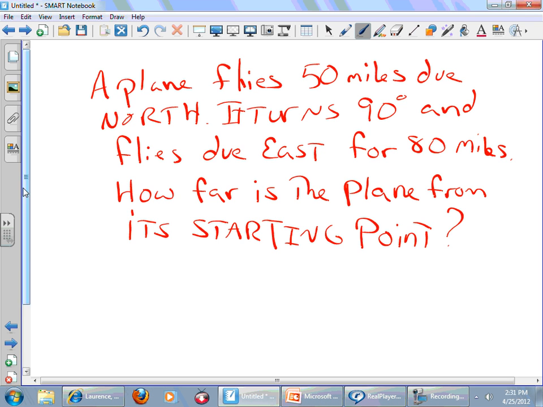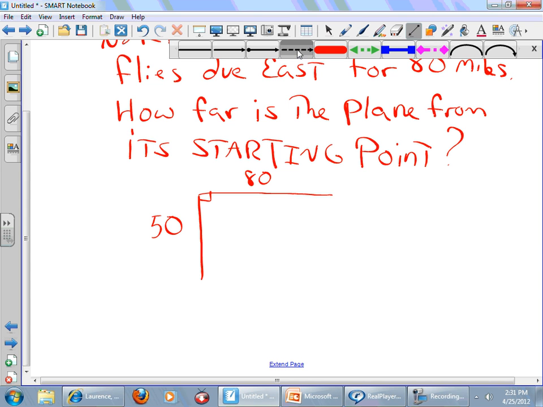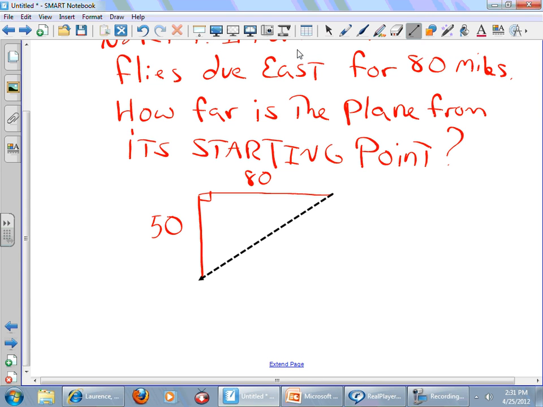It is not 130 miles. If you add 50 plus 80, you are not thinking. Please draw a picture. Please take the 10 seconds it takes to draw the picture. We know that it goes 50 miles this way, and we know it goes 80 miles that way. Ooh, 90-degree angle, and I'm looking for this distance here. It's a Pythagorean theorem problem. My hypotenuse is always across from the right angle. I don't know that distance. That's x. So I do 50 squared plus 80 squared, and that'll equal x squared.